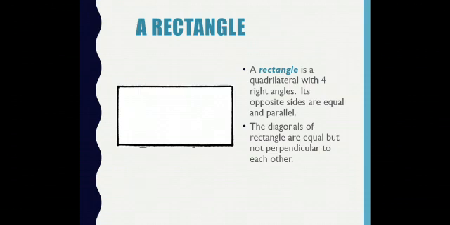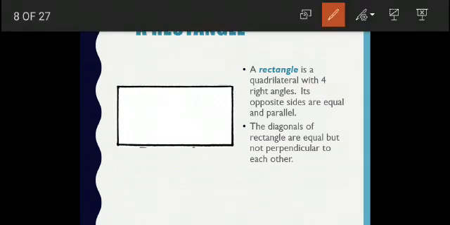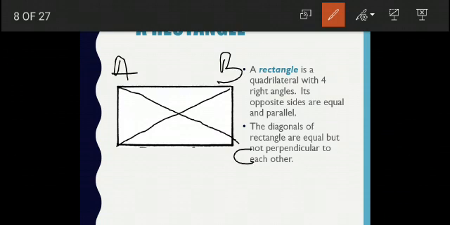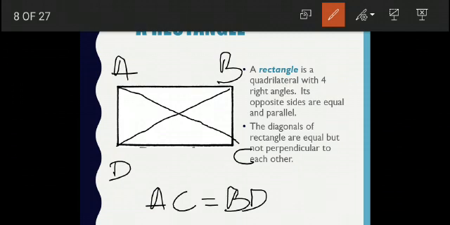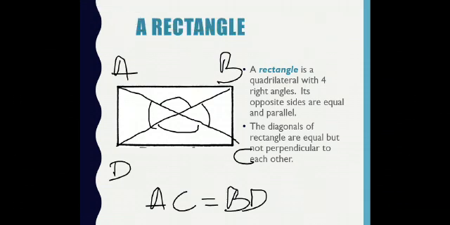equal but not perpendicular to each other. That means if we draw the diagonals connecting the opposite vertices of a rectangle, they are equal. The diagonals over here are AC and BD. Although AC is equal to BD, they are not meeting at an angle of 90 degrees. The angle forming over here is not 90 degrees and it is clearly visible. So the diagonals of a rectangle are equal but not perpendicular to each other.